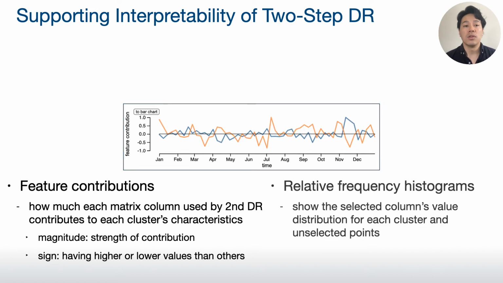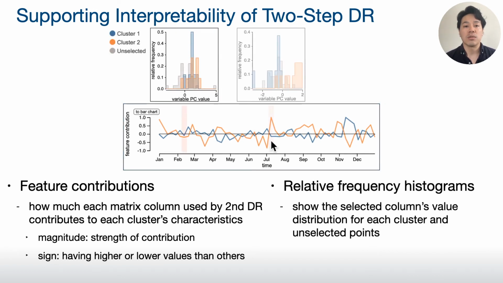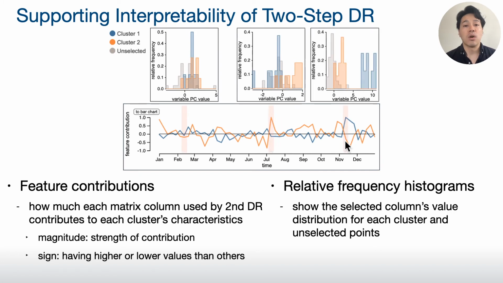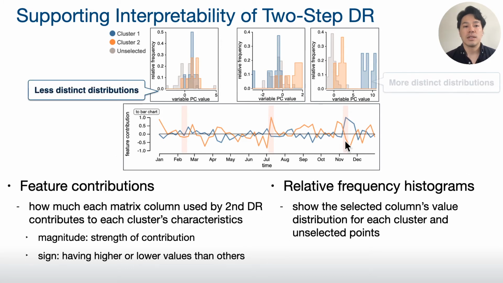We also show relative frequency histograms of selected features to compare value distributions across the clusters. We can see that when a cluster has a high feature contribution, we can see more distinct distributions.